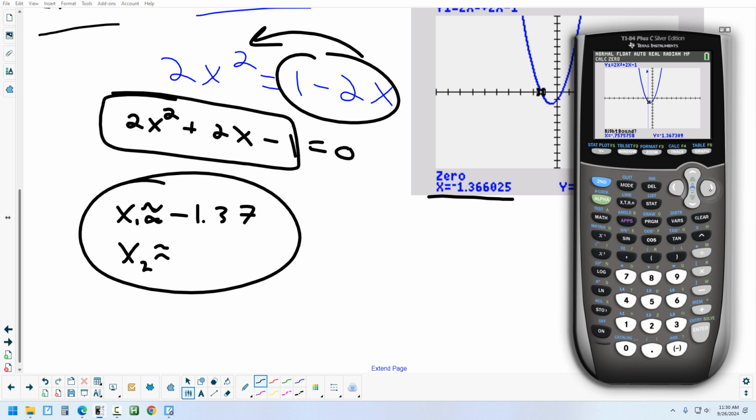And then you go to the right where you think it's far enough. And then you hit enter again. And then you can just make a guess on where it is. The guess isn't really important, but there's my guess. And then you hit enter. Perfect. And there's your other answer.